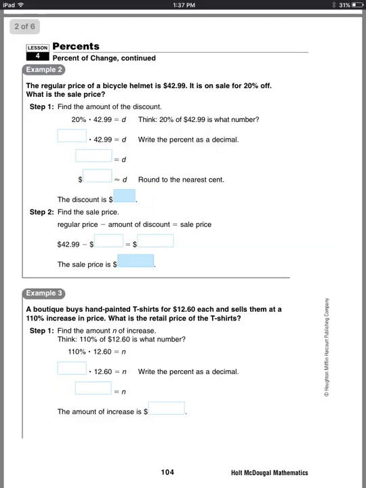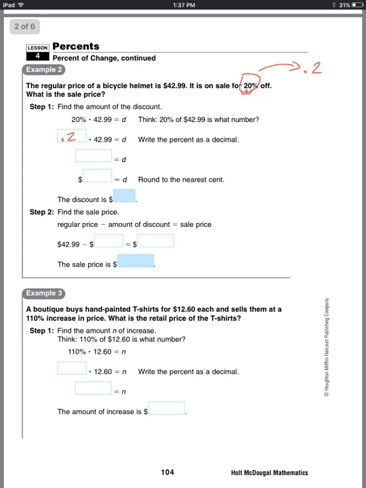Okay, so now we're going to be talking about sale prices. The regular price of a bicycle helmet is $42.99. It is on sale for 20% off. What is the discount price or the sale price? So what we need to do is we need to multiply our original price times the percent we get off. Now the percent we need to change to a decimal. We move the decimal 2 places left, and we get 0.2. So what we need to do now with 0.2 and $42.99 is we need to multiply them.